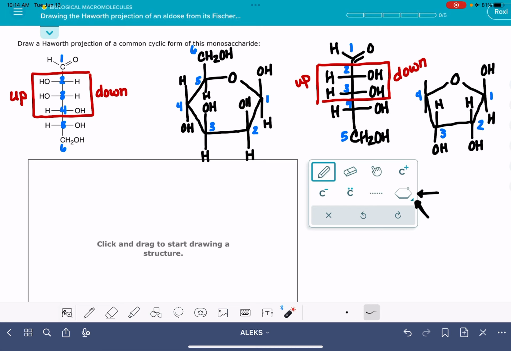For the D version of the monosaccharide, the CH2OH sticks up, and the other thing on carbon number 4 is a hydrogen. If this was an L version, then our CH2OH would be down here, and there'd be a hydrogen up top.